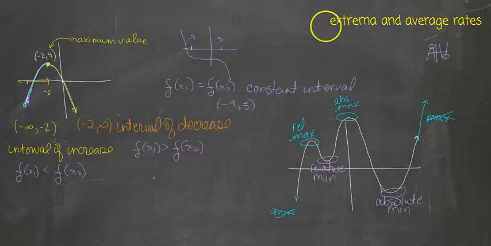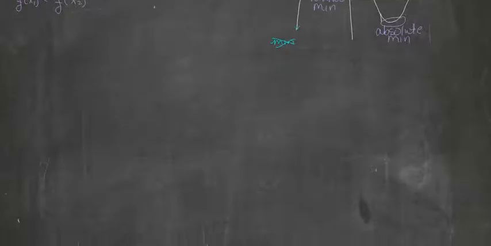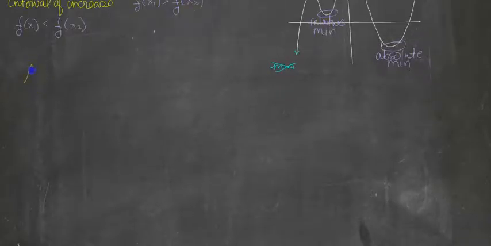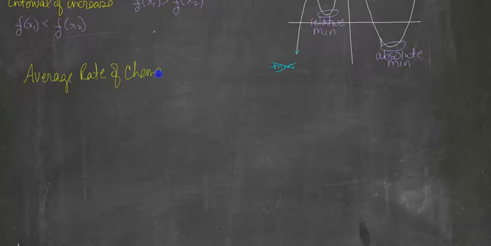All right, so we've talked about extrema. Now we have to talk about average rates. Now you've heard average rates before, but let's kind of talk about it specifically for PreCalc. An average rate of change can be identified as the slope of the secant line.